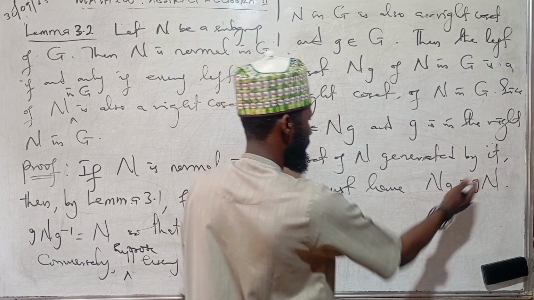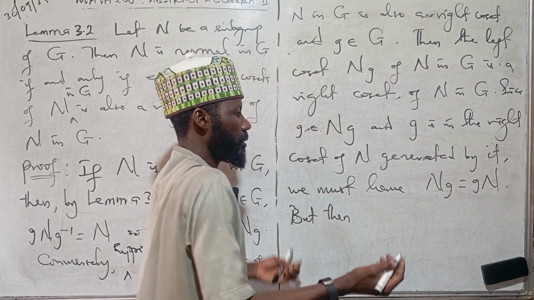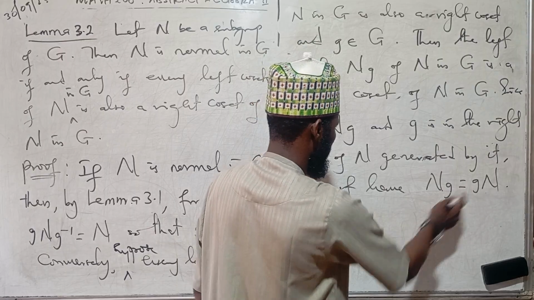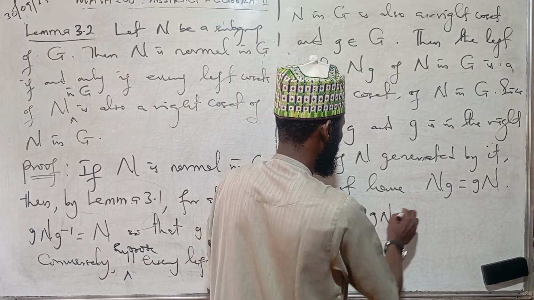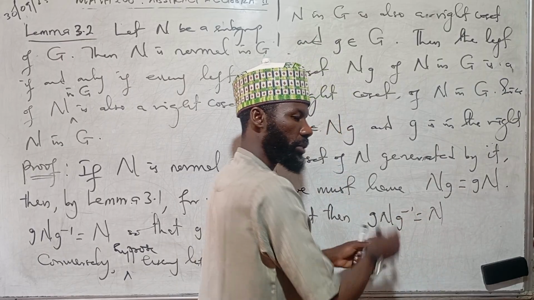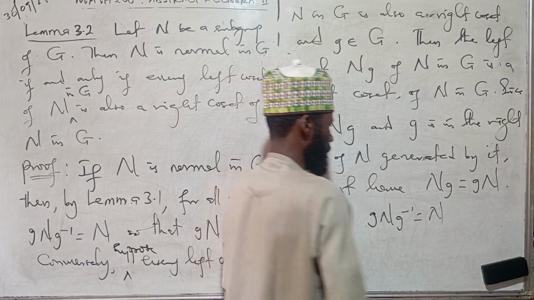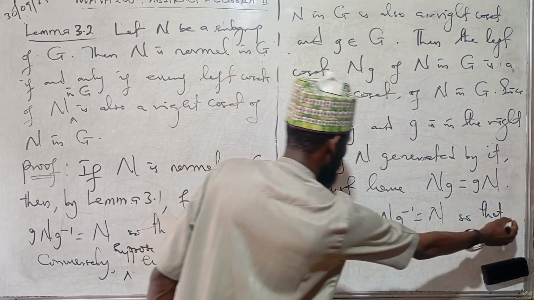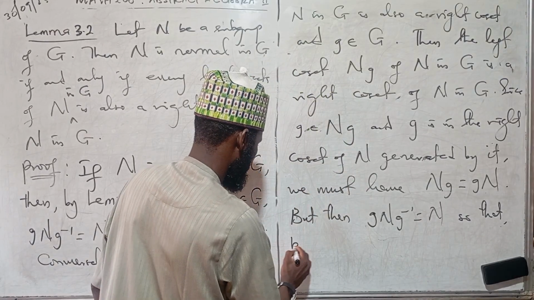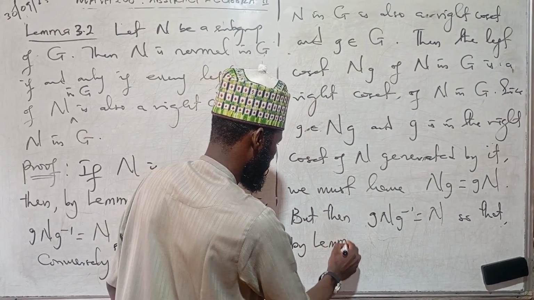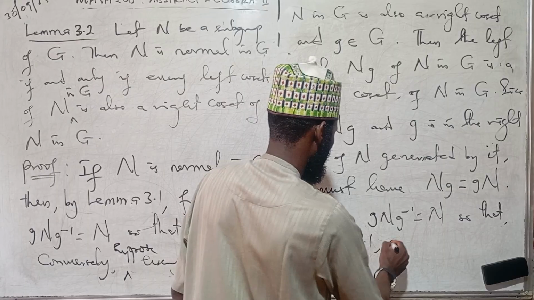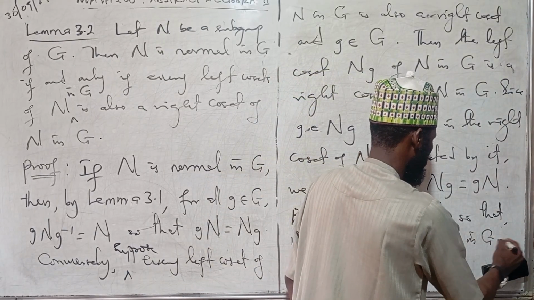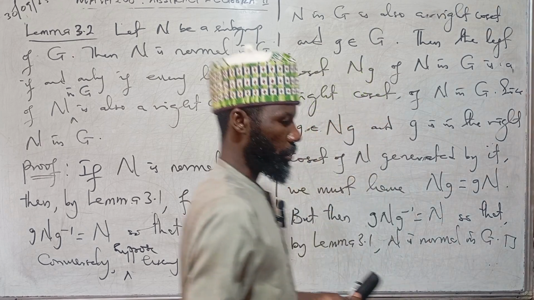But once this happens, what do you have? You have the desired result because you just cancel G from here. So what you have is NG, G inverse is equal to N. So by Lemma 3.1, N is normal in G. And this is what we wanted to prove.